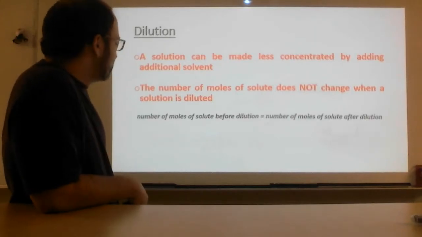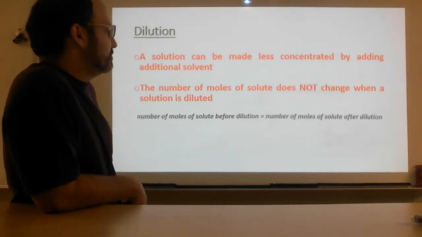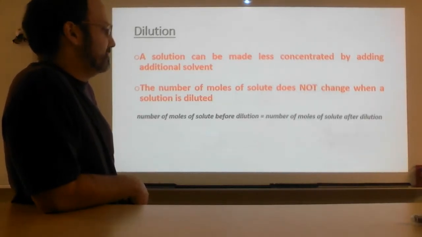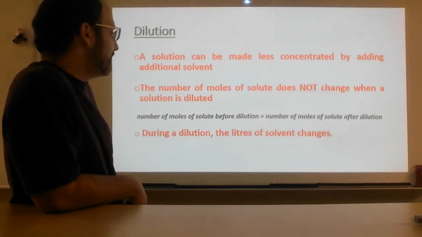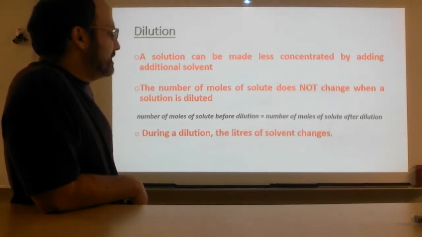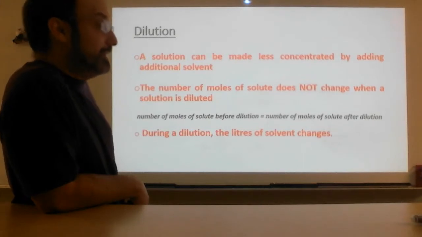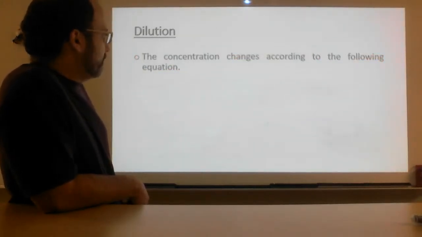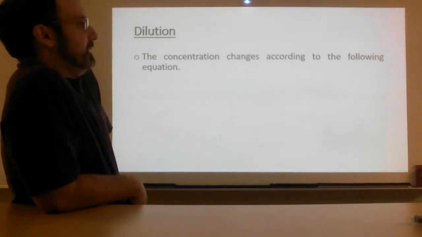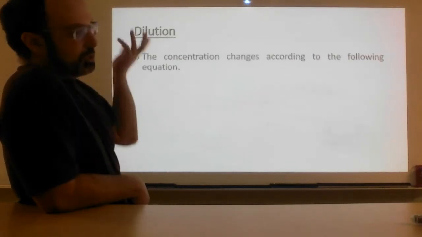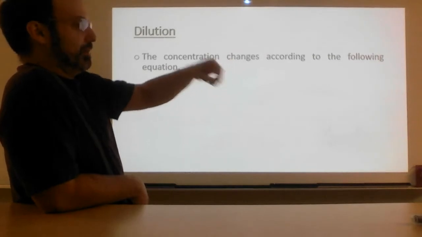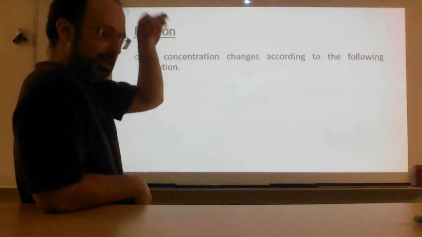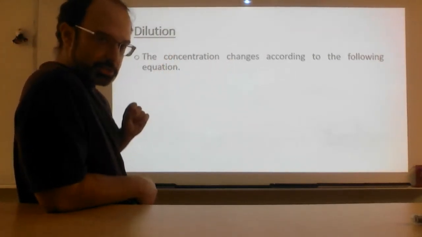That's all. The number of moles of solute before dilution equals the number of moles of solute after dilution. During a dilution, the only thing that changes is the amount of solvent, specifically its volume. So, how do we do this? Well, it turns out that we do it with math. Yes, we could just take any old thing and pour more water in, but if we want to be real careful about it, we've got to do some calculations.